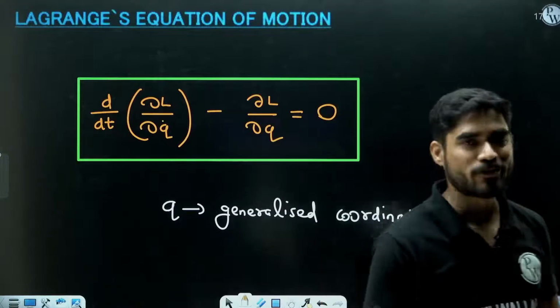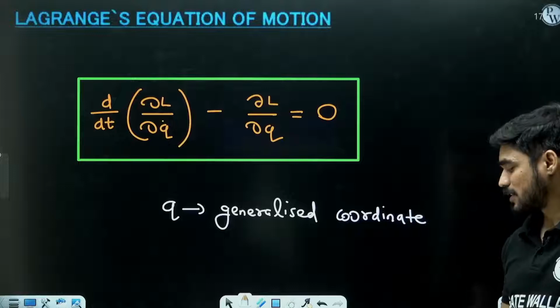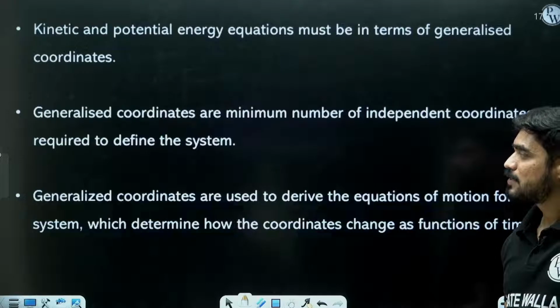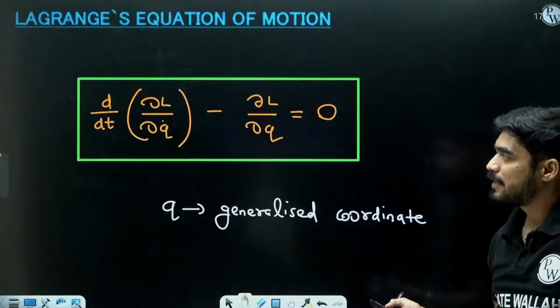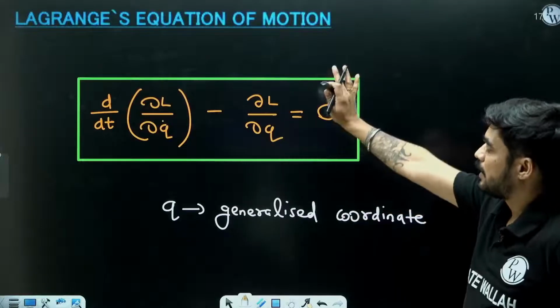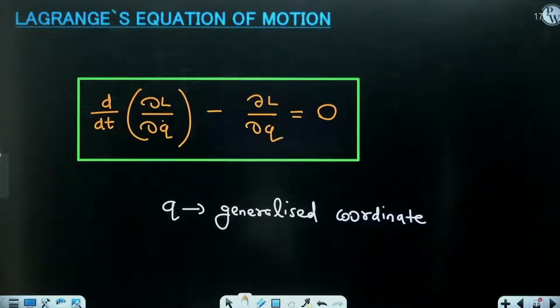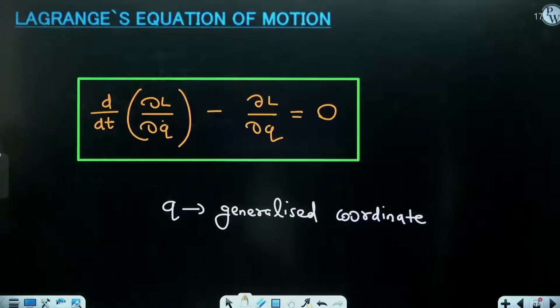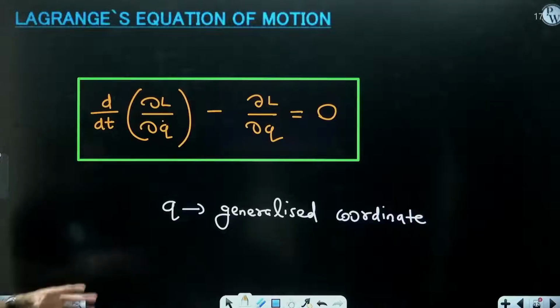If you are confused till now, let's remember these two equations. L equals T minus U. Remember this equation. And then d by dt of del L by del q dot minus del L by del q equals 0. Remember this equation. Write down these two equations. Once we solve 2-3 problems, you will understand the concept of Lagrange's. So let's solve different problems one by one.